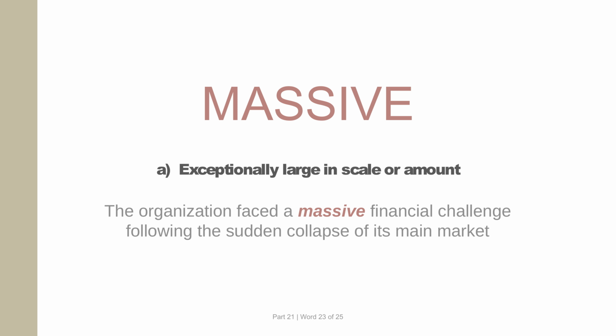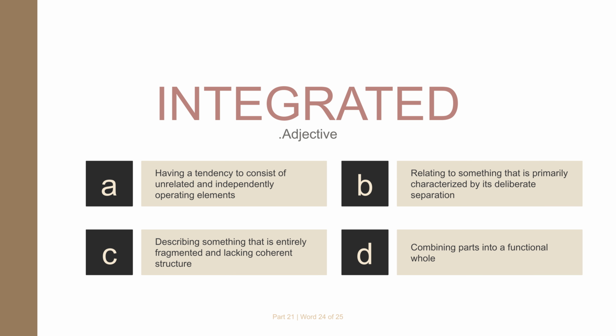Question 24. What is the meaning of integrated? Option A. Having a tendency to consist of unrelated and independently operating elements. Option B. Relating to something that is primarily characterized by its deliberate separation. Option C. Describing something that is entirely fragmented and lacking coherent structure. Option D. Combining parts into a functional whole.